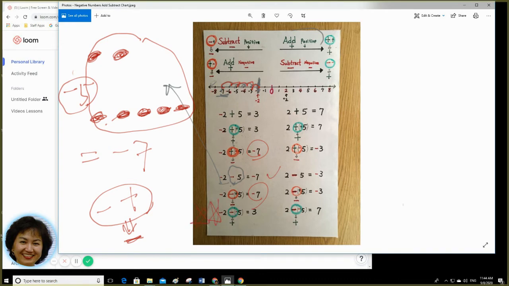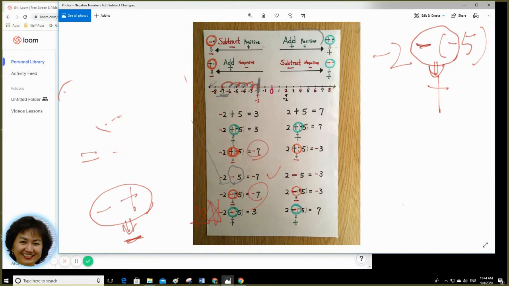Here is the tricky part. Negative 2 subtract a negative 5. We have to make this one a positive. So that becomes negative 2 here, add by 5: 1, 2, 3, 4, 5. So the answer is 3.